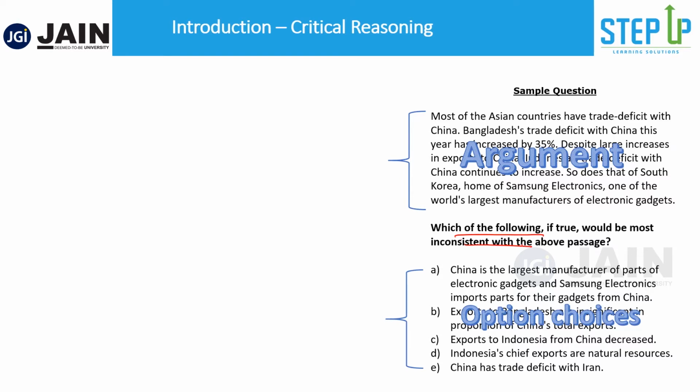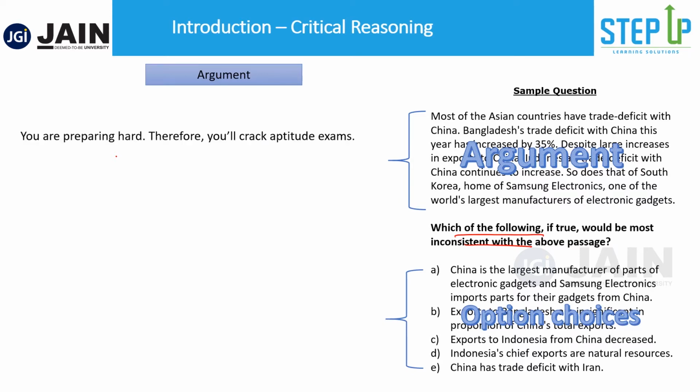So let's understand first what is an argument. Is this the verbal tiff between two people? No. In critical reasoning, when we talk about argument, argument is a statement which could be backed by a rationale. So let's take a simple example to understand. So let's say this is your argument and it says you are preparing hard, therefore you will crack aptitude exams. So this is a very simple argument. Let's see what are these different elements of this argument.